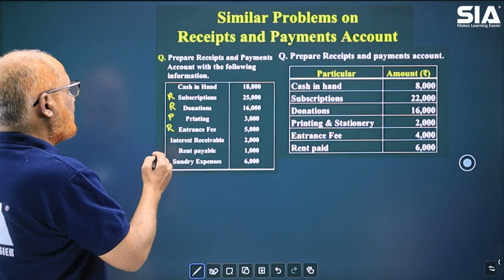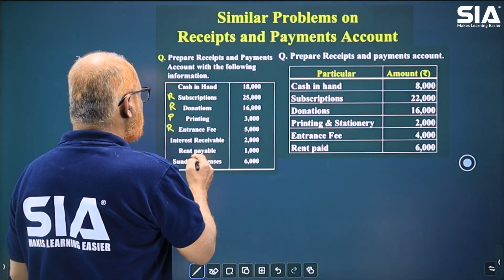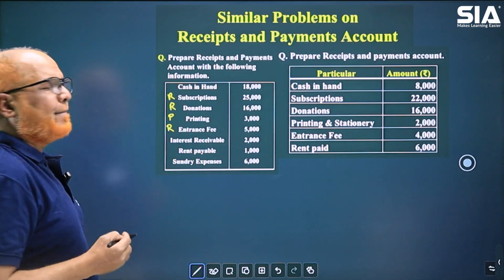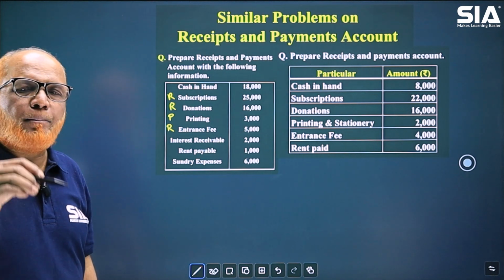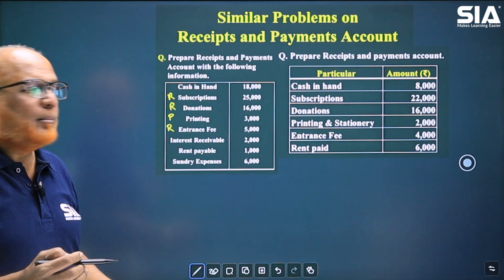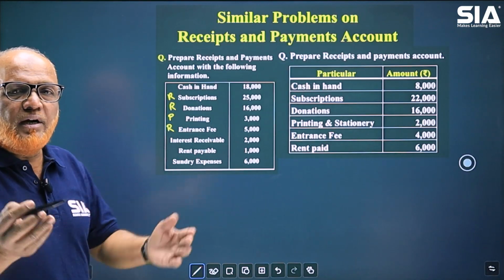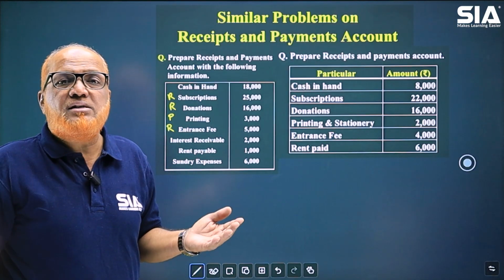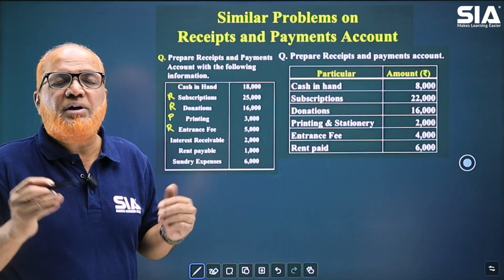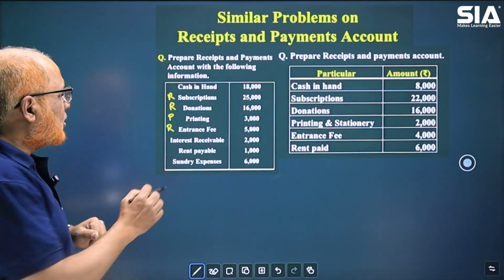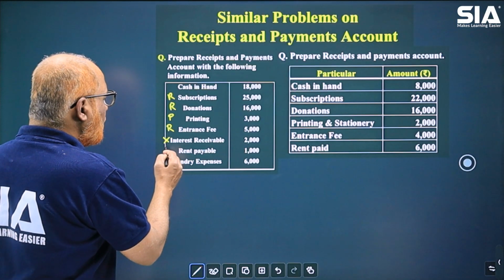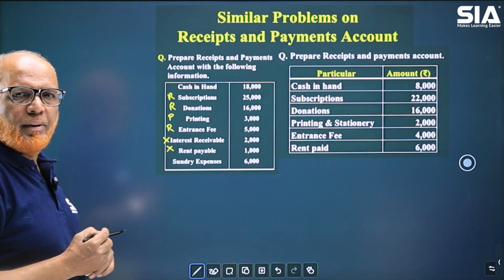Interest receivable and rent payable. That is an adjustment. That will not come. If it were paid, we would have taken it. But it is payable. And interest receivable means not yet received. It's an adjustment item and it will not appear in receipts and payments. So these 2 items you have to ignore while making the receipts and payments account.